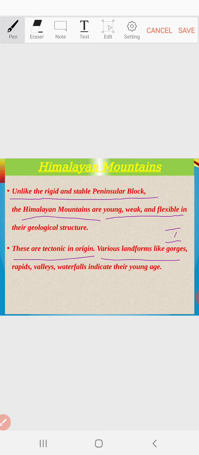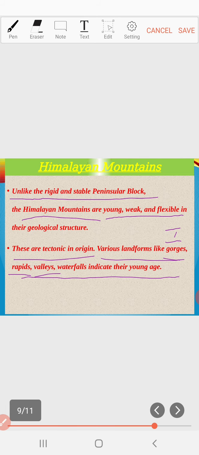All these things I am going to explain in the next classes. Just go with the features for now. It's a gorge or an I-shaped valley, rapids are there, waterfalls are there, valleys are there. So when these features are there in any physiographic division, that is a young division, a young landform or youthful landform. So this is related to your Himalayan mountain, that is the second geological division.